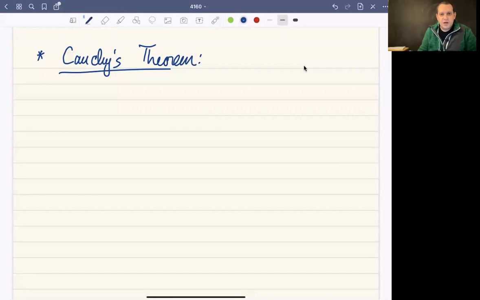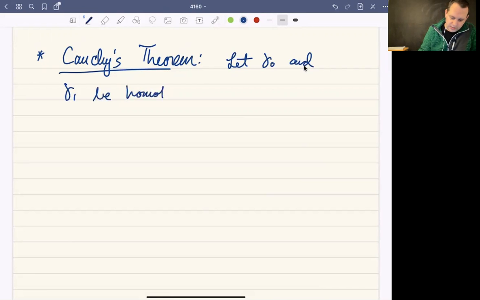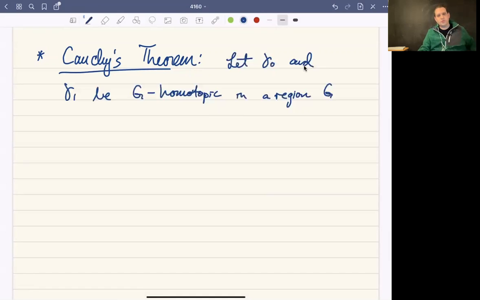At this point, we're ready to talk about Cauchy's theorem, which is one of the central theorems in complex analysis. And what it says is the following. Let gamma naught and gamma 1 be homotopically equivalent. So they're going to be two curves that are G homotopic in a region G. So remember that a region is an open connected set G. So suppose that they're homotopically equivalent.